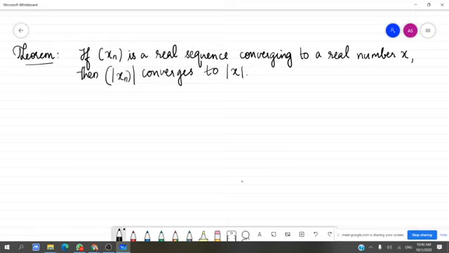If you have a real sequence converging to a real number, then the theorem says that the sequence of its absolute values also converges, and it converges to modulus of the limit, mod x. So the theorem says that if xn is a sequence converging to a real number x, then the sequence modulus of xn also converges, and the limit is modulus of the limit of xn.